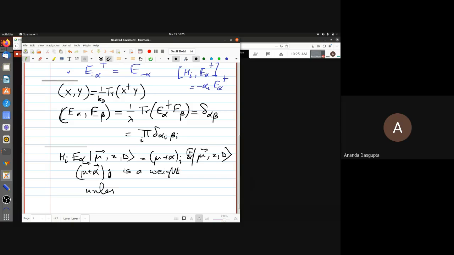unless E alpha, of course, these all have arrows on top, but I may just not use arrows, kills a particular vector. So unless the shift operator kills a particular vector, you have got a new weight. So if you start from a given weight, you shift them by roots, you get new weights, or you get 0.